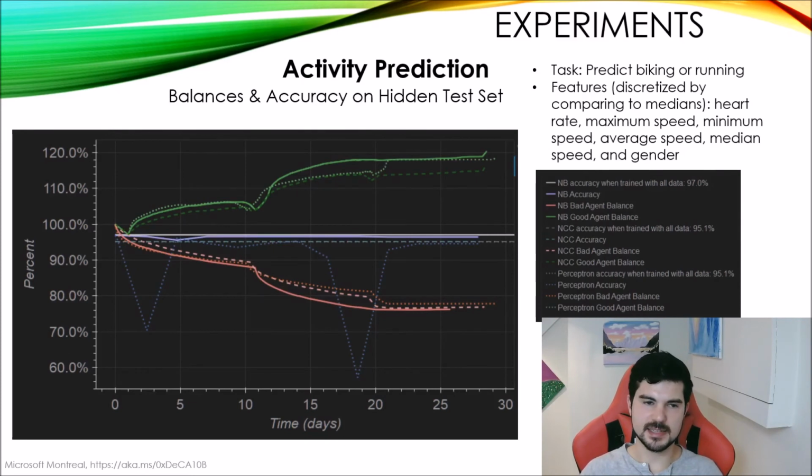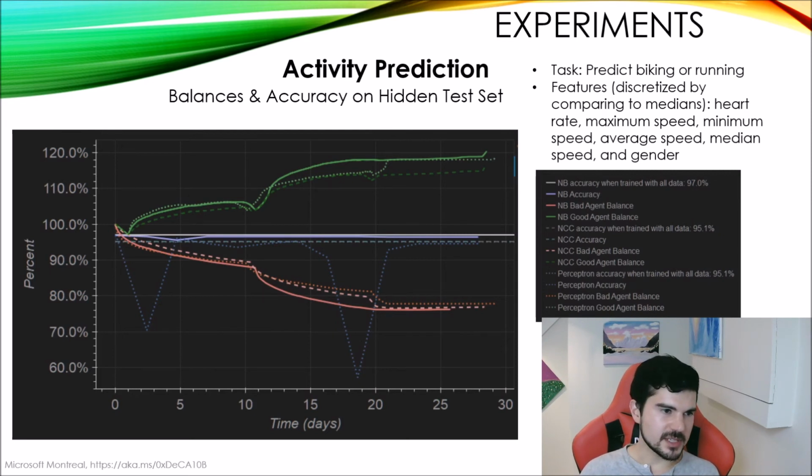Next is the activity prediction data set. Here we want to detect and predict if someone is biking or running based on a few features. These are all discretized so that we can use them for the naive Bayes classifier. Each classifier gets the same features, of course. So we're looking at heart rate, the maximum speed, the minimum speed, average speed, median speed, and the gender of the person.